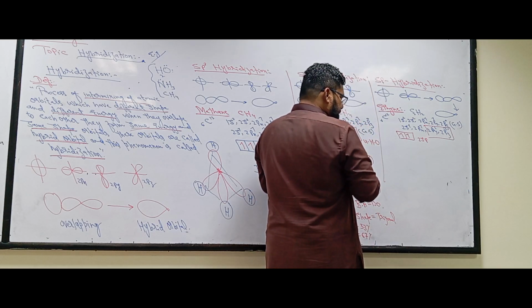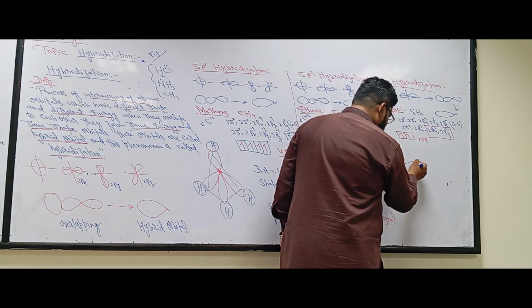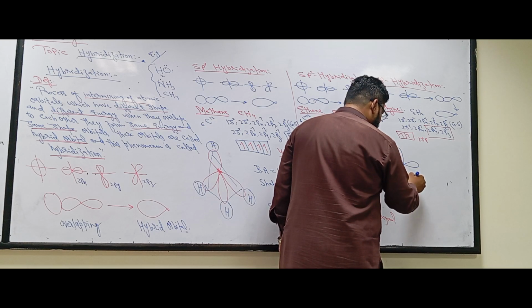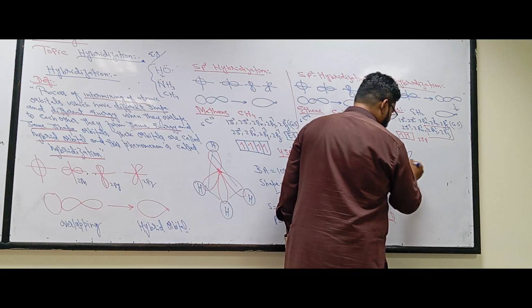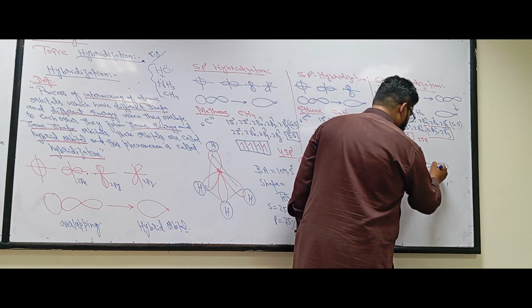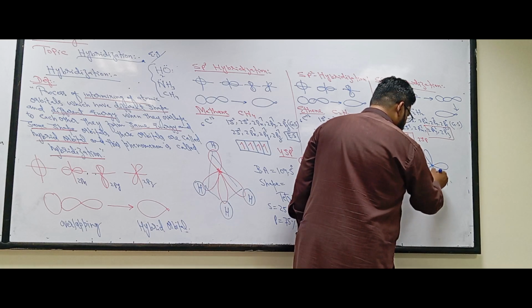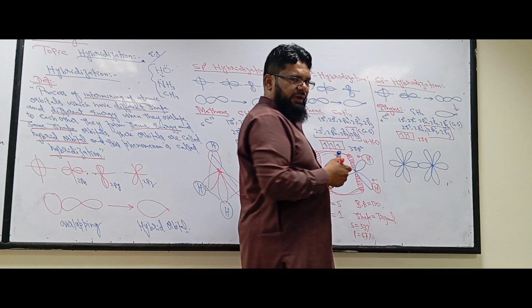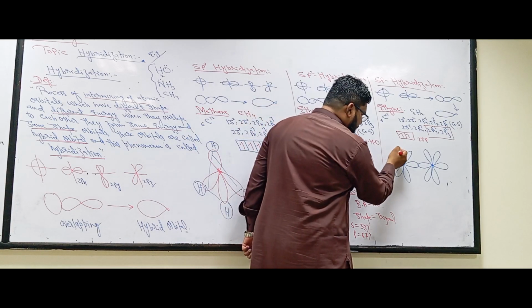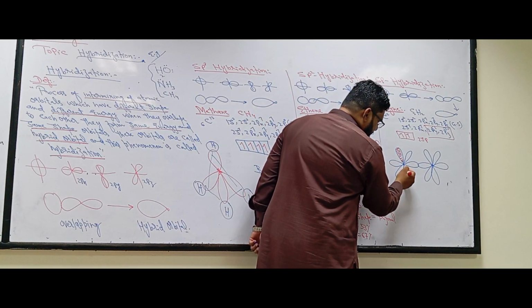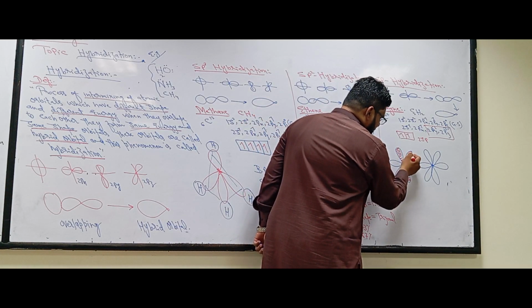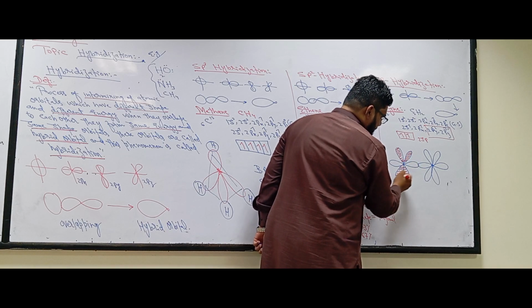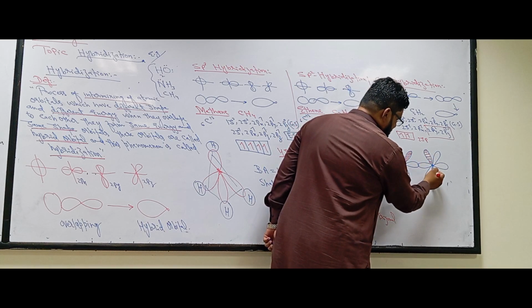Now I am drawing the structural formula of ethine. This is the x-axis, this is the y-axis, and this is the z-axis. Y and z are unhybridized orbitals. I am shading the unhybridized orbitals. This is 2py, and this is 2pz, the unhybridized orbitals.